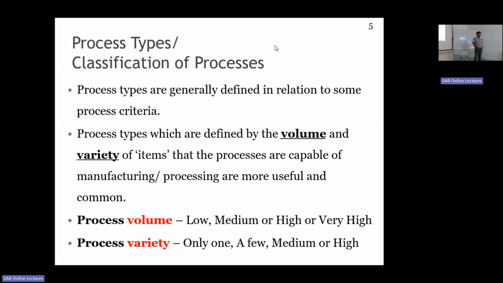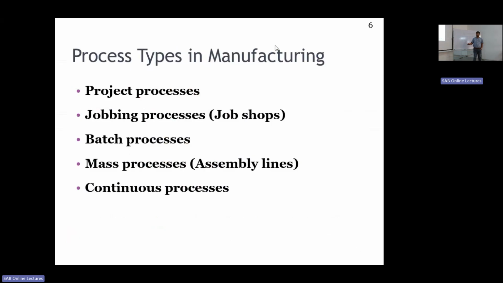I will explain these two after introducing you different process types. However, using these two criteria for manufacturing, there are these 5 different process types recommended. We are going to discuss what they are and their characteristics with examples and understand where to use which one and why.